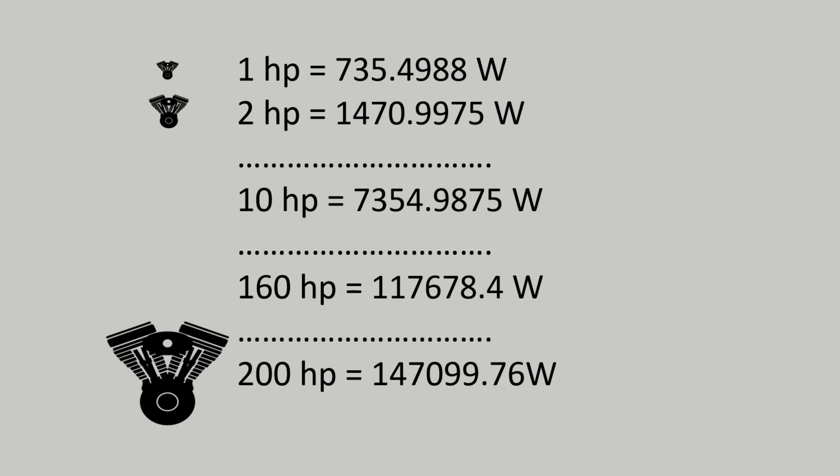So here we have a table of horsepower and watts. We see that the power of a 1 horsepower engine is equal to 735 watts. 2 horsepower is equal to 1,470 watts, and the last is 200 horsepower. For example, it's equal to 147 kilowatts approximately.